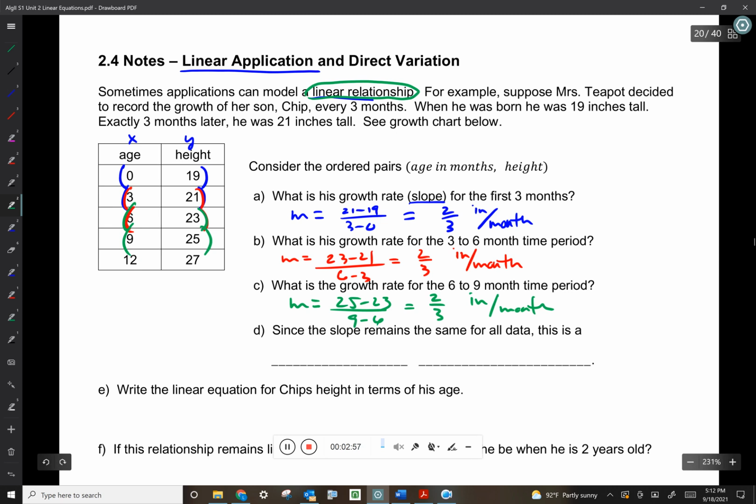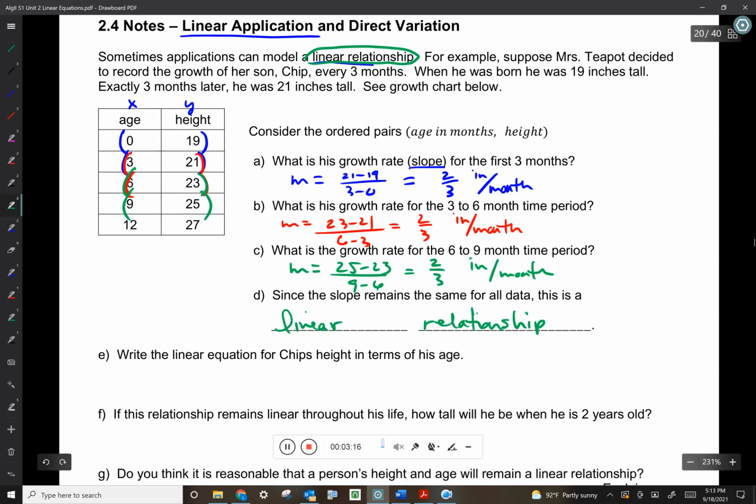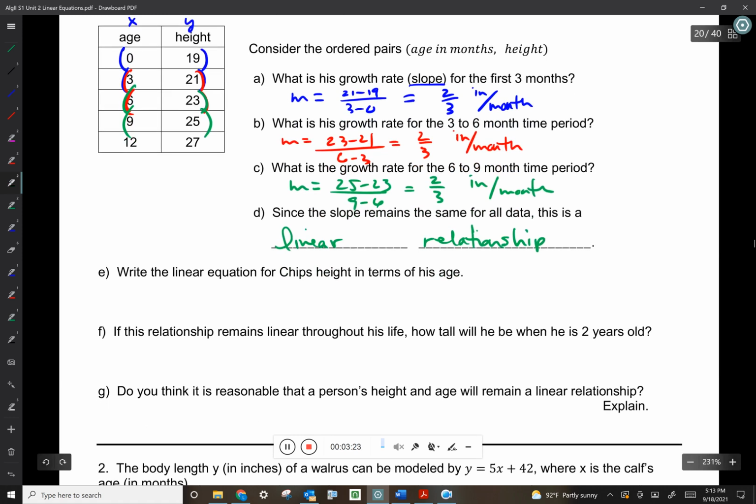So since the slope remains the same for all the data, this is a linear relationship. And so think about it, on a line, isn't the slope the same all the way from one side of the line to the other? The slope doesn't change, the slope stays the same everywhere on a line. So if your slope or your rate of change is the same, you know it represents the equation of a line. Okay, write the linear equation for Chip's height in terms of his age.